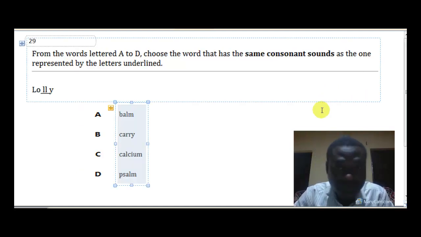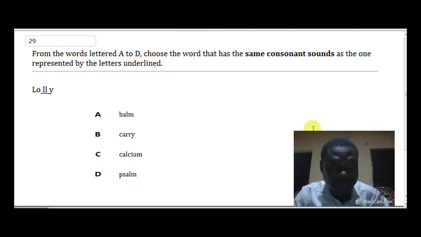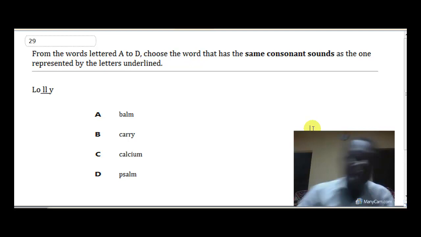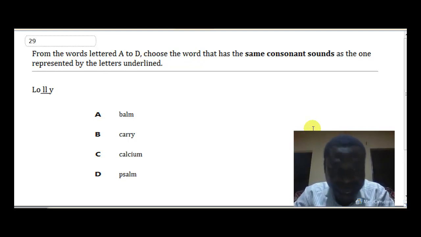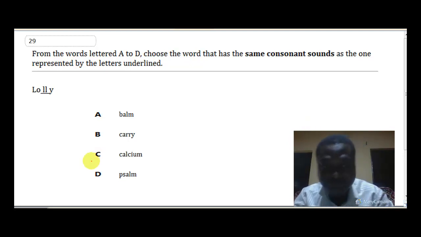Okay, question 29. Lolly. The sound underlined is L. Option A, balm. Option B, carry. Option C, calcium. Option D, Sam. You can see in balm and Sam, the letter L is written, is spelled, but it is not pronounced. It is only in calcium that it is pronounced, and therefore option C is our answer.